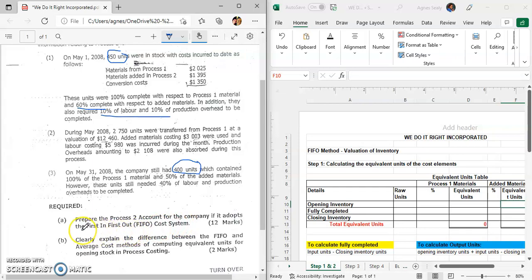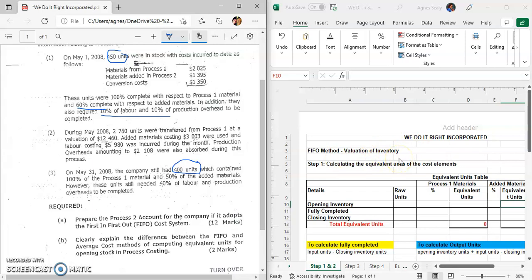Okay, so in our example and our demonstration today, we are going to be looking at how to prepare this process 2 account. And in preparing this process 2 account, we have to go through some steps that were outlined in our introductory video when we talked about process costing. So let's go over to our spreadsheet. I've already started the spreadsheet a certain way. We are using the FIFO method of valuation of inventory.